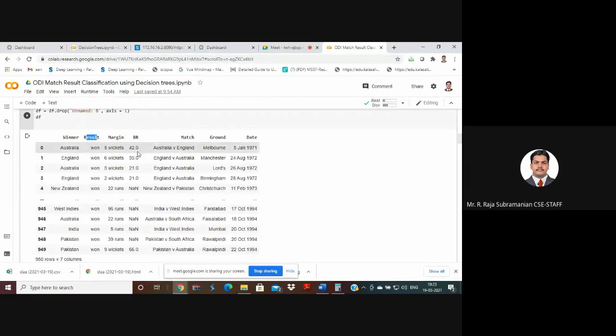How to find the host in the match? If I have Australia versus England, then Australia is the host, because the host name is always given first. Here, New Zealand versus Pakistan means New Zealand is the host. So likewise I'll be doing. If New Zealand is the host and New Zealand wins, then I put the result as 1. If India is the host and West Indies wins, what will I put here?